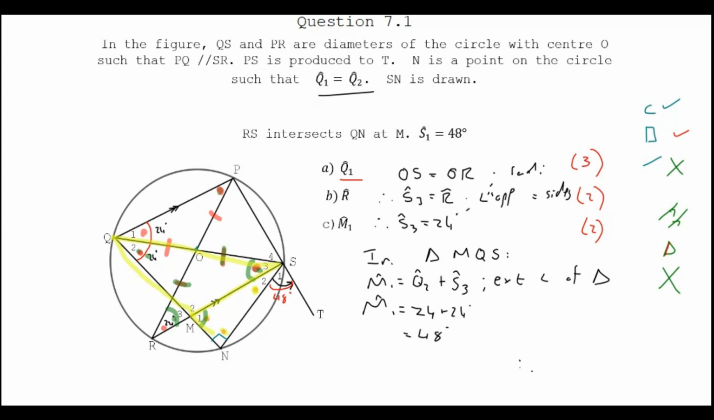Okay, there are a few different solutions for this problem. This one I found was the easiest. So your first statement here, or your first mark, would be for finding that S3 is 24, and your second would be the exterior angle of a triangle solution.